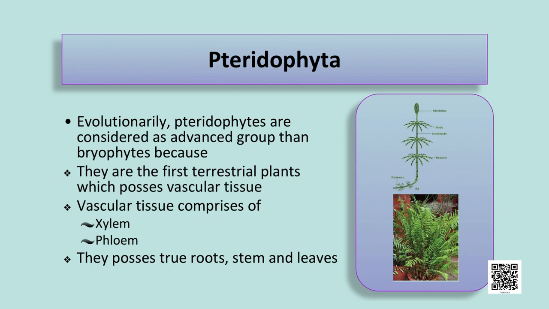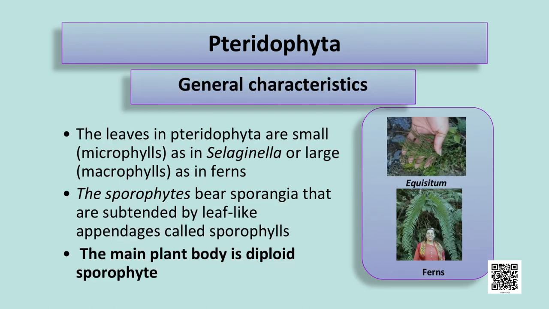That means they have conducting tissue such as xylem and phloem. You have already studied about xylem and phloem in class 9th. They have a well differentiated plant body as xylem and phloem are present. They have true roots, stem and leaves. The leaves of pteridophytes are called fronds.